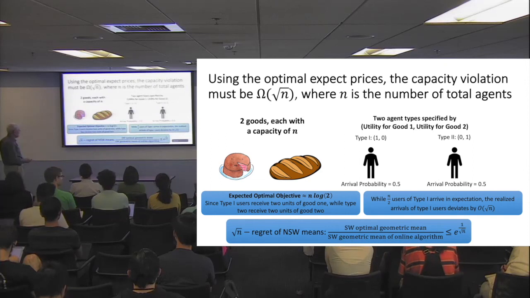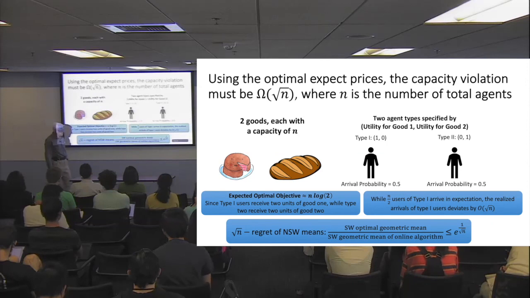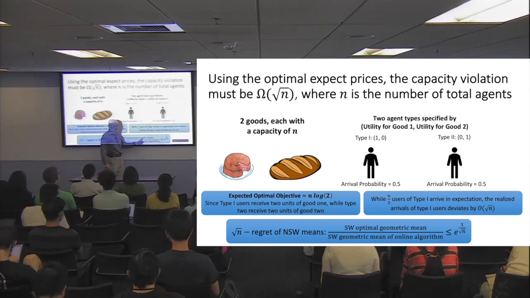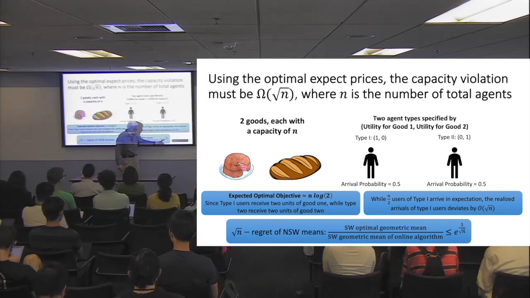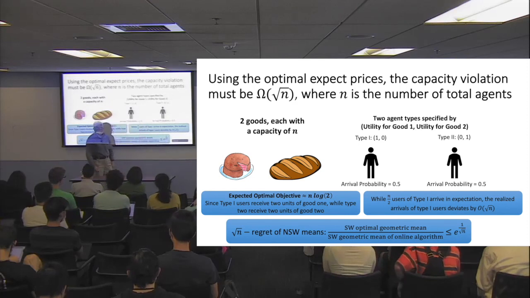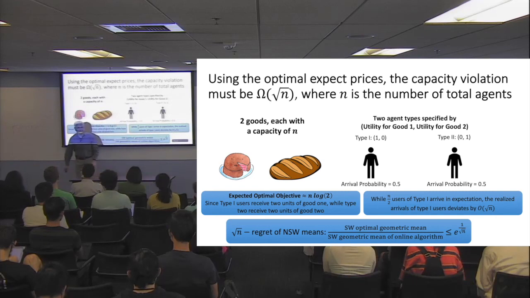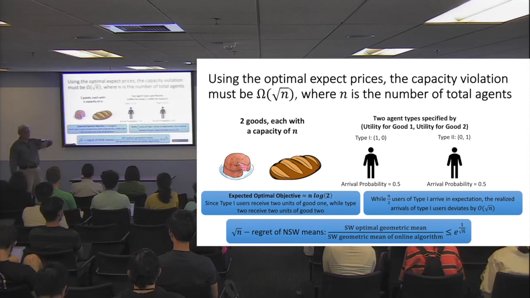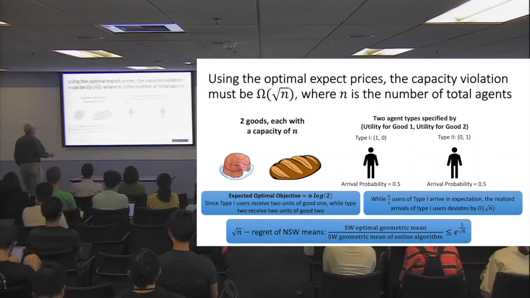And I also want to say what the square root n gap means. Basically, the ratio between the social welfare optimum and the offline optimum, in geometric mean, is less than 1 over square root n. So as n goes large, the ratio converges to 1. That means the offline solution still converges to optimal as long as n becomes bigger. Okay, so this is fine.